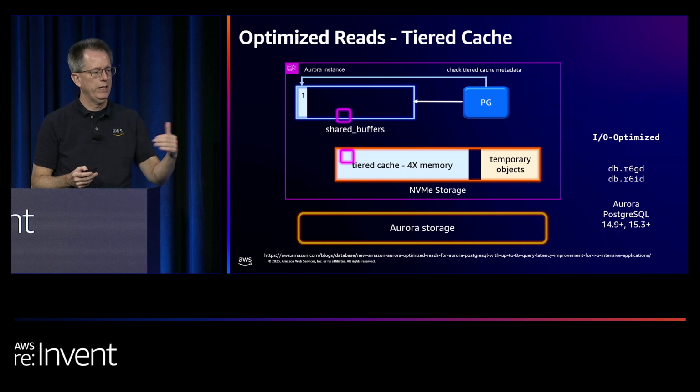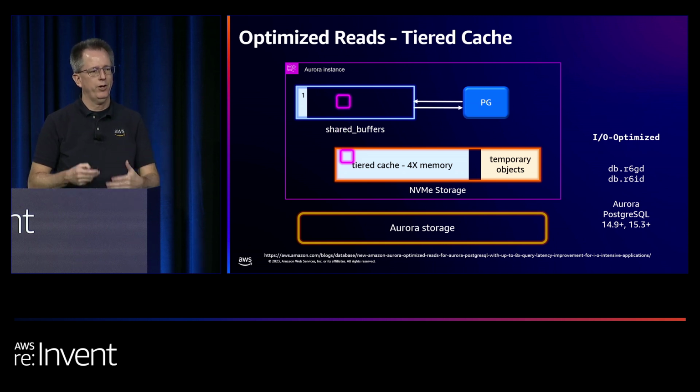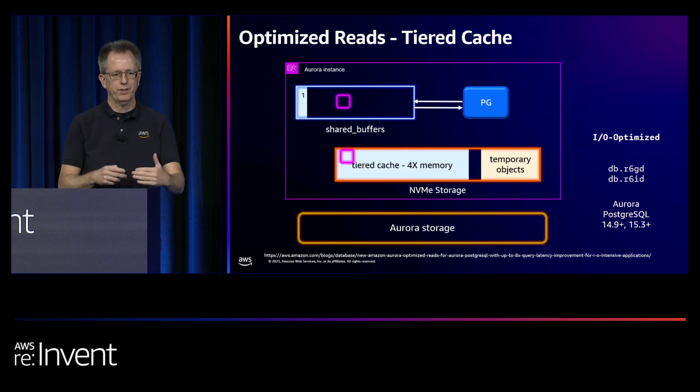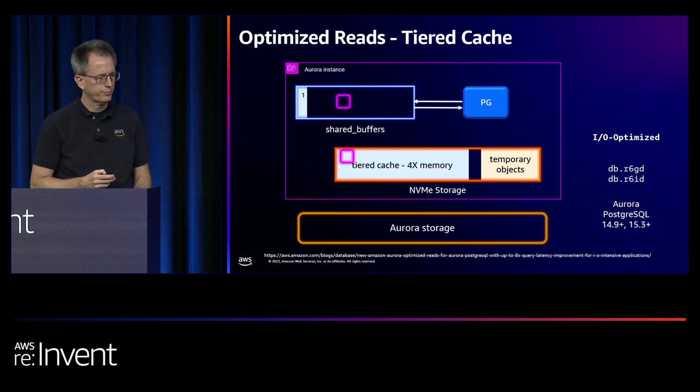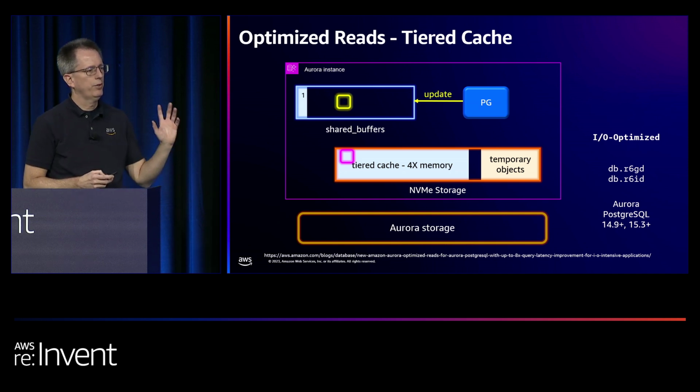So the next time you read, it'll know from the metadata that it's there, and it'll just read from tiered cache. And that's going to be much quicker than going to Aurora storage because the latencies are lower because it's on box, right?